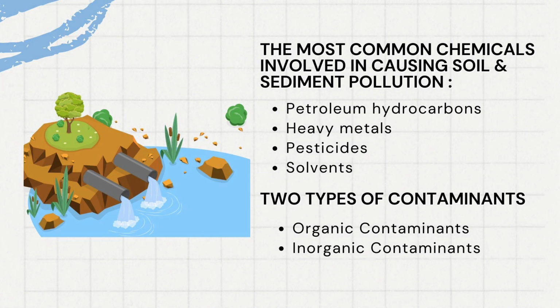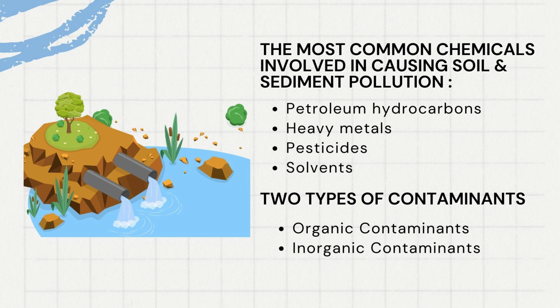The most common chemicals involved in causing soil and sediment pollution are petroleum hydrocarbons. These are compounds found in crude oil and various petroleum products. Next is heavy metals. Metals like lead, mercury, cadmium, and arsenic, among others, are categorized as heavy metals.